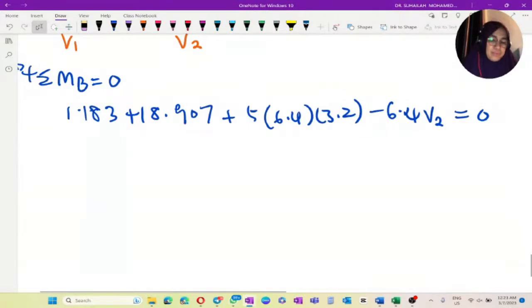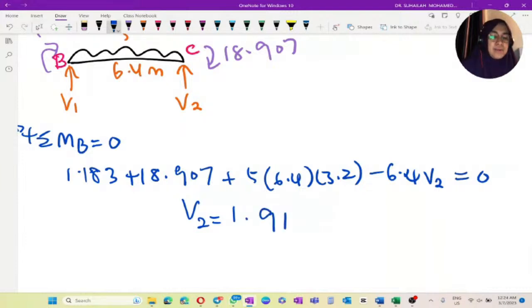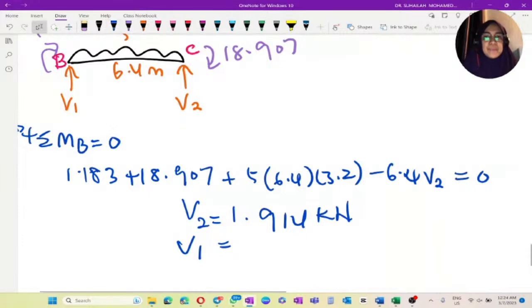Okay, and then we plus by 5 times 6.4 times 3.2, and we divide by 6.4. We get V2 is equal to 1.914 kilonewton. So V1 is actually equal to 5 times 6.4.